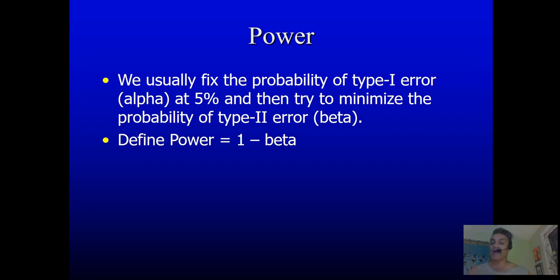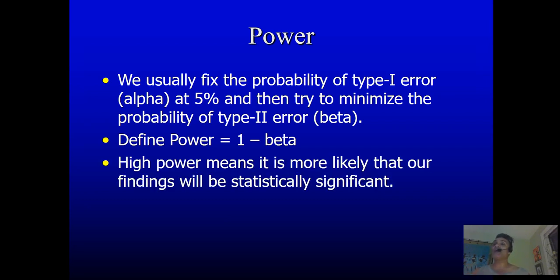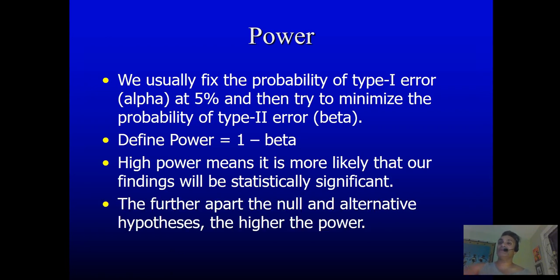So 5% is how much we will tolerate the risk of falsely rejecting the null, incorrectly rejecting the null. The beta then is the probability of incorrectly failing to reject the null, and power is going to be 1 minus the beta. Higher power means that things are more likely to be statistically significant. Okay? And the further apart those distributions, the higher the power. The further apart the distribution, though, that's the effect size.